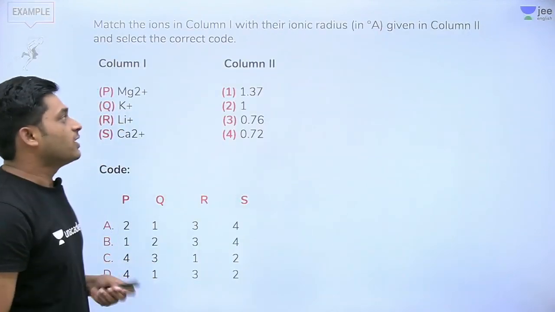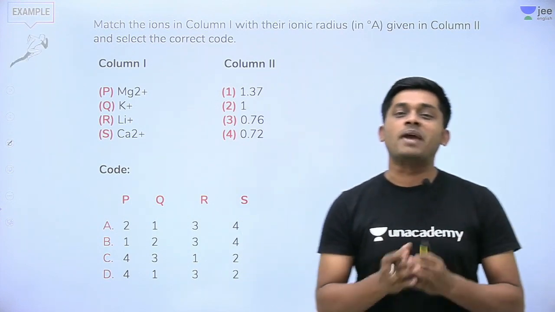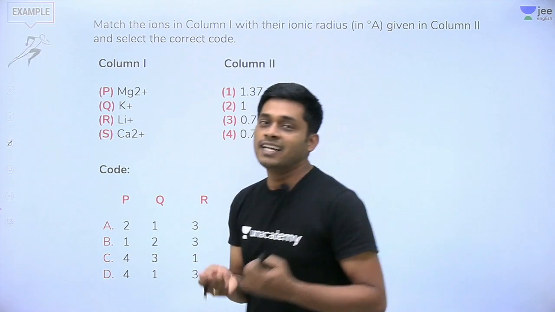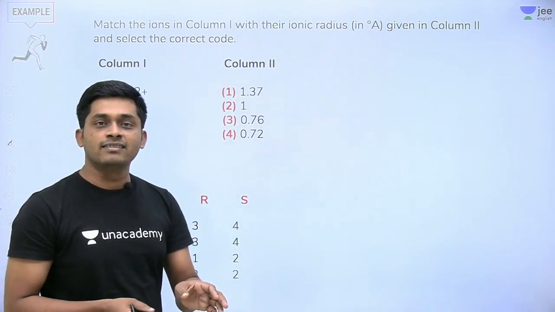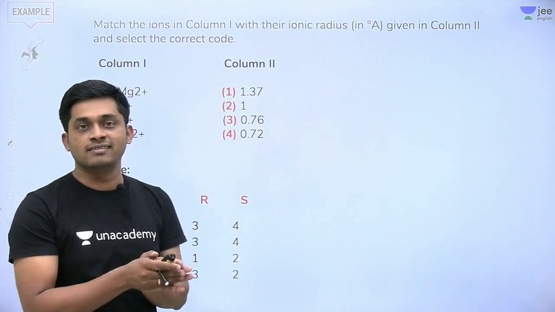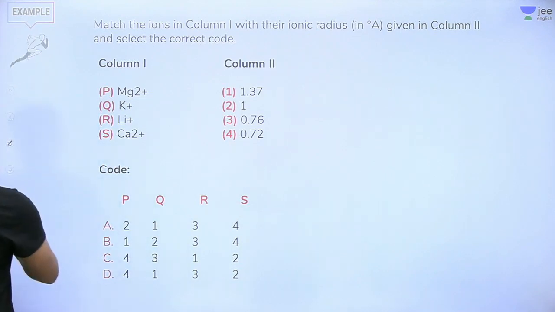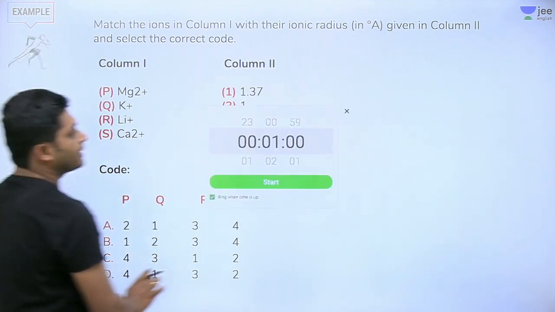So the first question here is on atomic radius. It is very simple for many students. Now we'll be comparing alkali metals and alkaline earth metals, two groups of elements, and we are comparing atomic radius and ionic radius. So let us do this question with time.